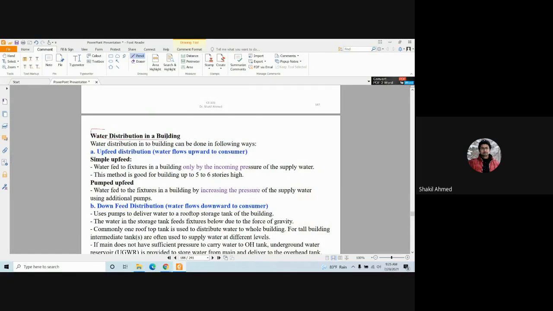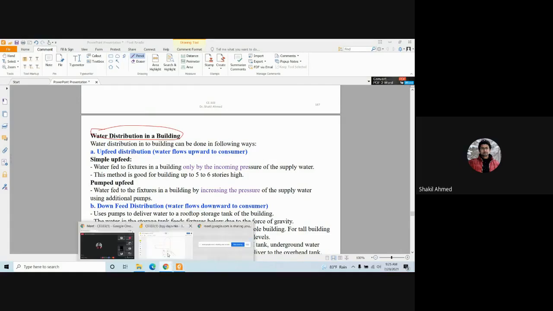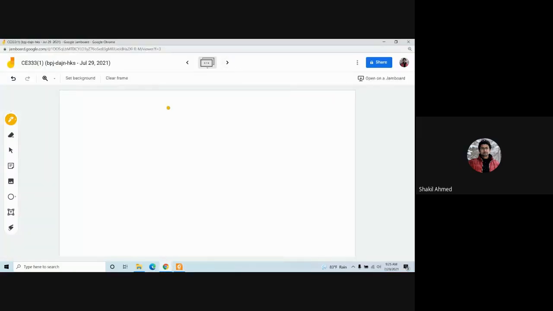Water distribution in a building. Let's see. This is a building, for example.